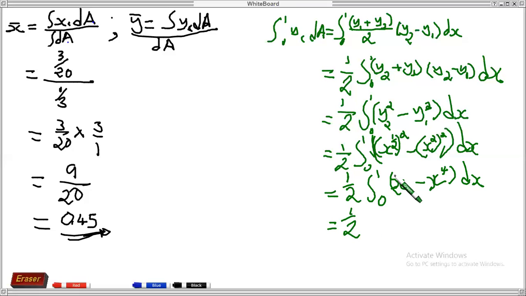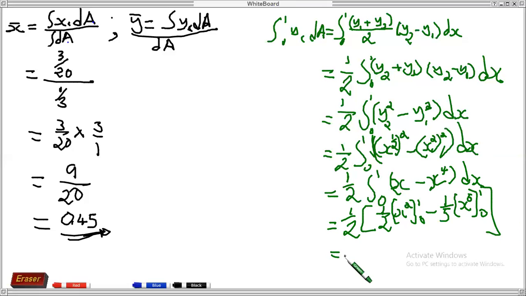Here you have 1 over 2, and you are going to end up having something like 1 over 2 x to the power 2 minus 1 over 5 x to the power 5, from 0 to 1. Once you have that, this will just become 1 over 2, this will just become 1 over 2 here, and then this will just become 1 over 5.